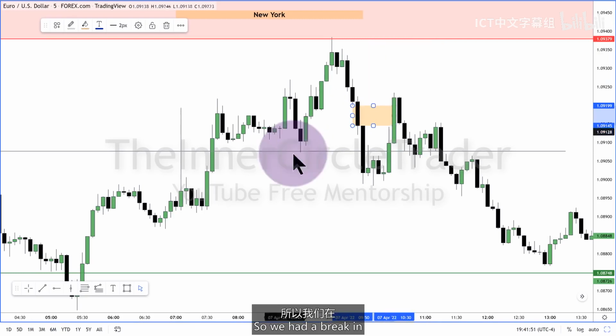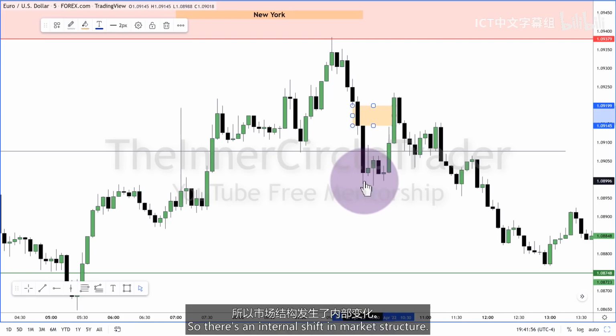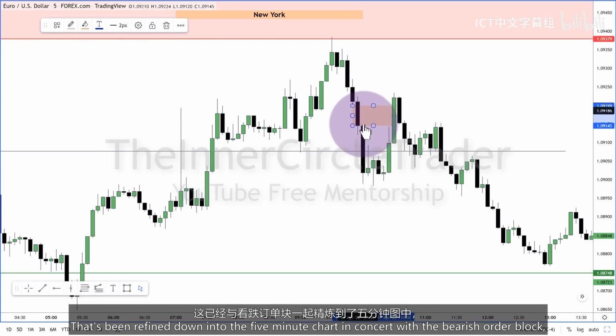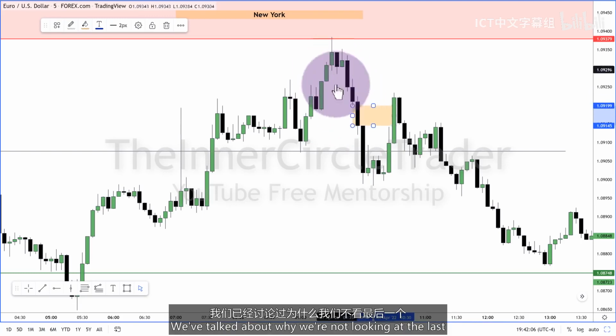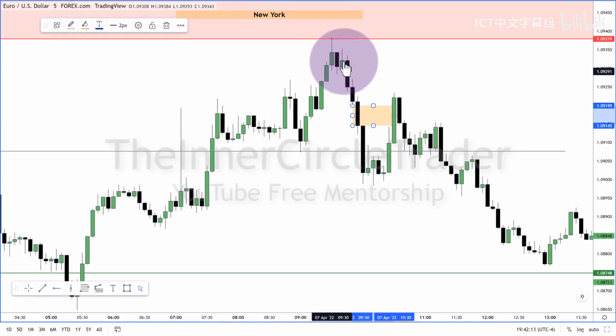Okay, so we had a break in this low here. So there's an internal shift in market structure. It's bearish. We have the imbalance here that's been refined down into the 5-minute chart in concert with the bearish order block, the lowest down close candle. We've talked about why we're not looking at the last up close candle before the down move. So we're canceling all that misconception.